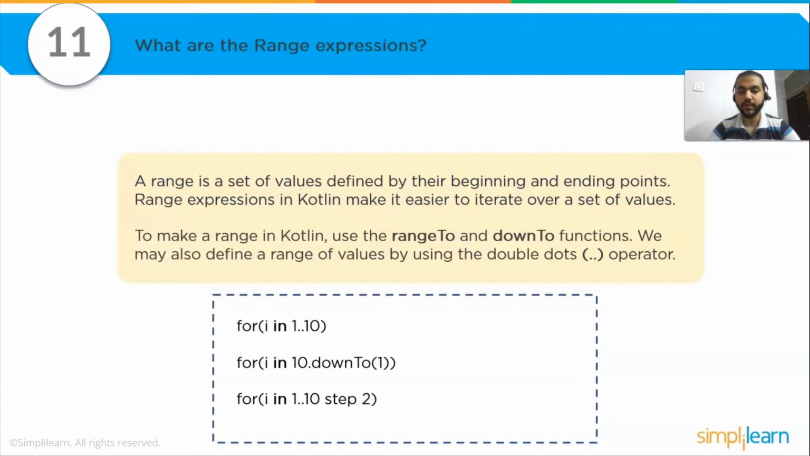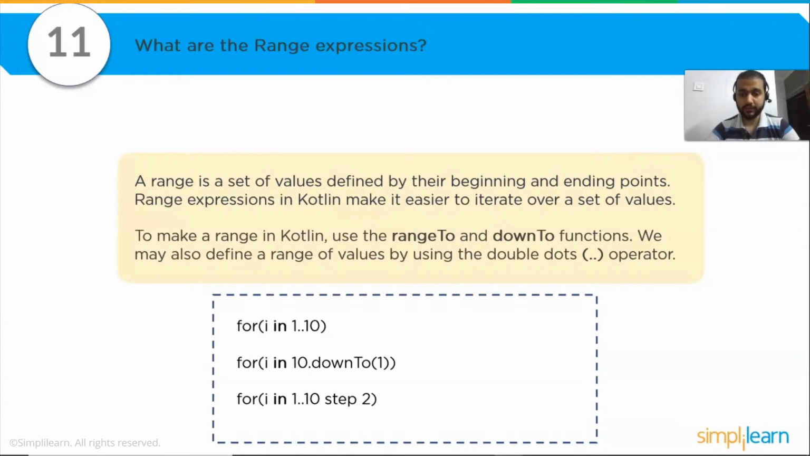The third one is for i in 1..10 step 2. This will print elements with a gap. Step 2 means there's a gap, so it will print elements like 1, 3, 5, 7, 9 because we have used step 2. If we use step 3, then it will give a gap of 2, like 1, 4, and so on.